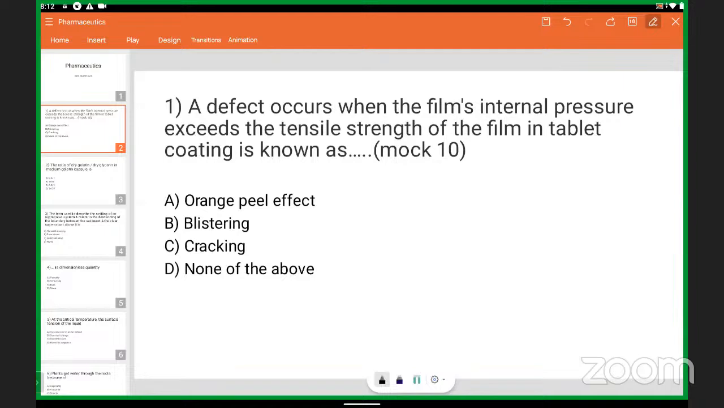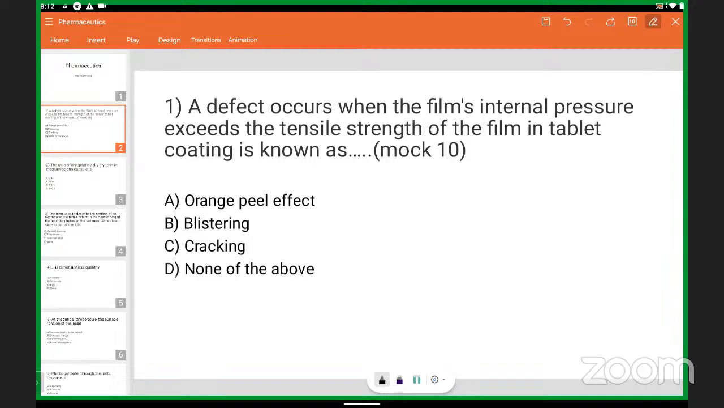Out of these, you have to look for the question's area. If you check the question, basically it is about tablet coating. There are different coating defects that are observed during the tablet coating process. So we'll discuss what defects are normally observed and what the definition of every defect is.